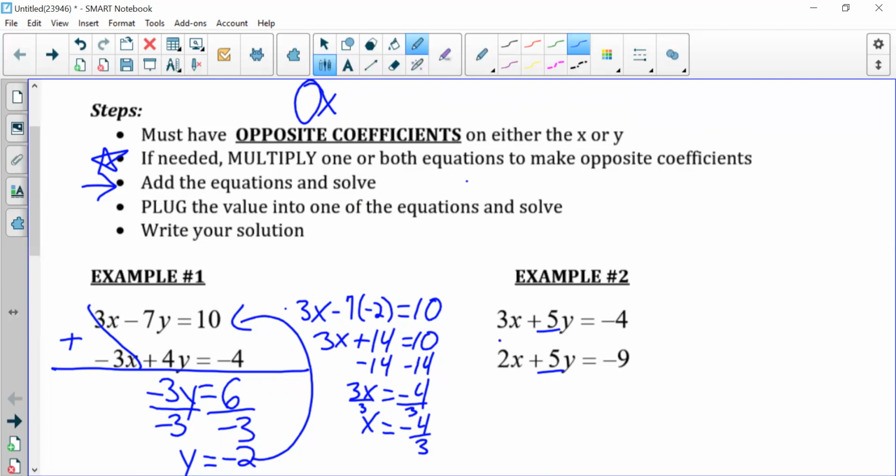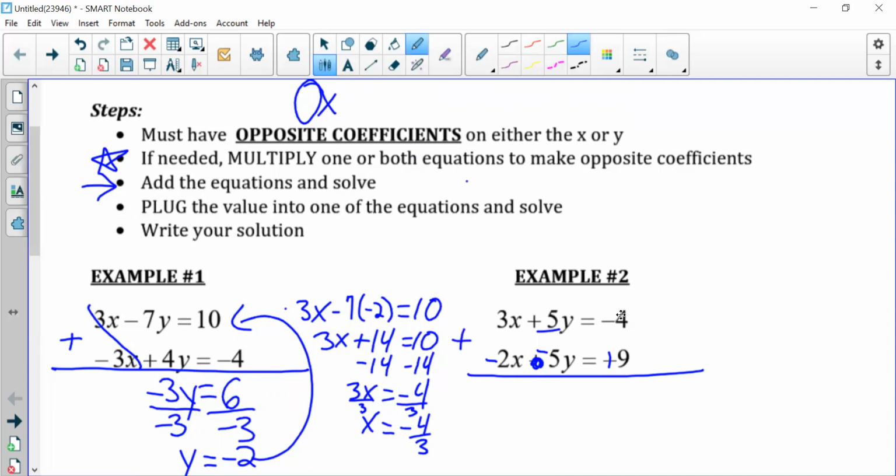I can multiply the entire equation times -1, right? If I multiply everything times -1, that changes the signs of everything. So let's do that. That makes this a -2x, a -5y, and a +9. And then I can go to my next step, which is add the equations and solve.